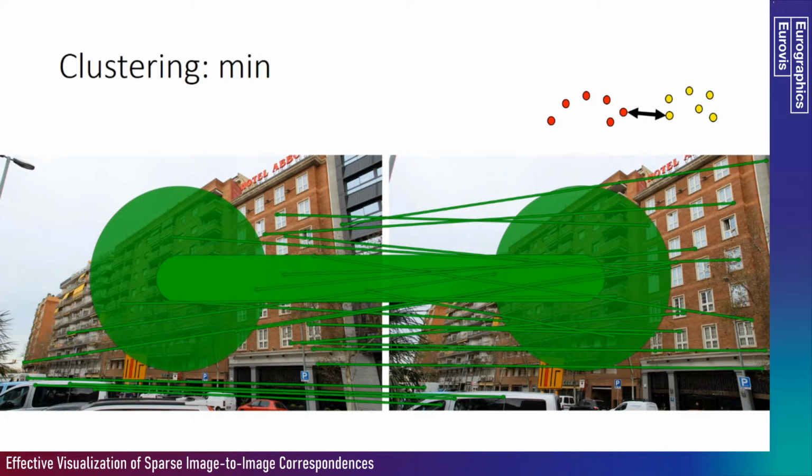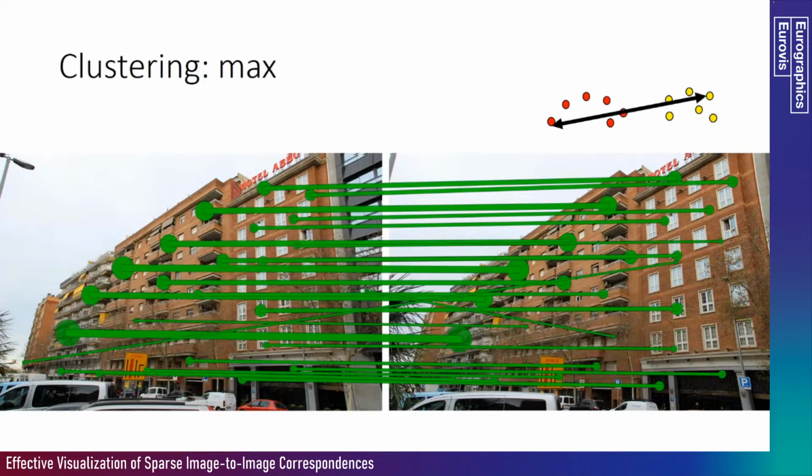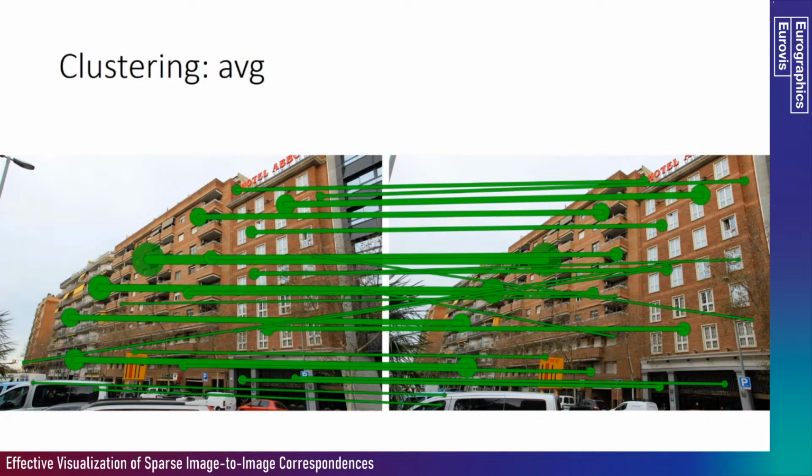In contrast, the max metric, also known as complete linkage, keeps clusters from growing too much in extent. And for a fixed number of clusters, this means that outlier matches are likely to be merged into other clusters, and those fade out in the final image. This metric is mostly suitable when we wish to neglect outliers. And the average metric provides a trade-off between inlier and outlier attention.